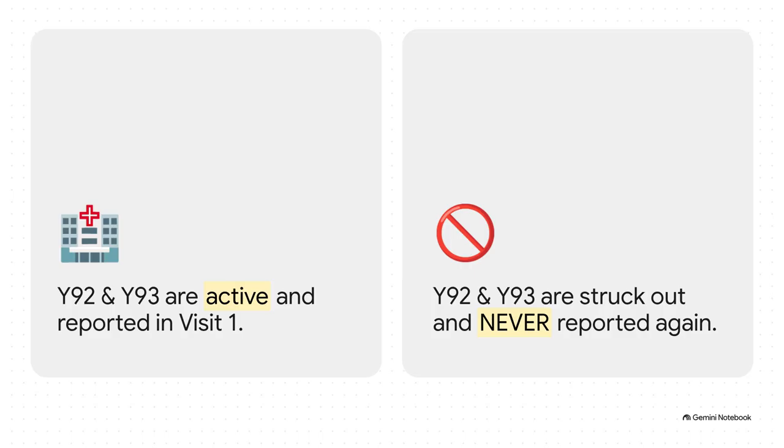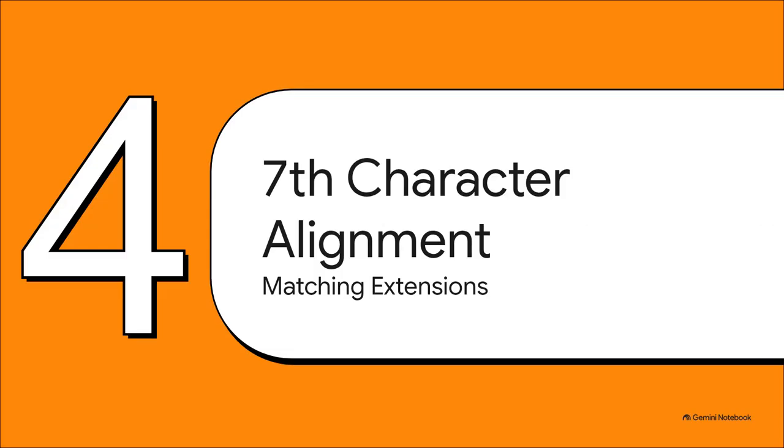But for Visit 2, say a follow-up for a cast removal, those Y92 and Y93 codes are struck out. You will never record them during subsequent routine care or sequela visits. If you keep slapping them on follow-up claims, you're actually violating CMS guidelines for sure. Next up, Section 4. Seventh character alignment.